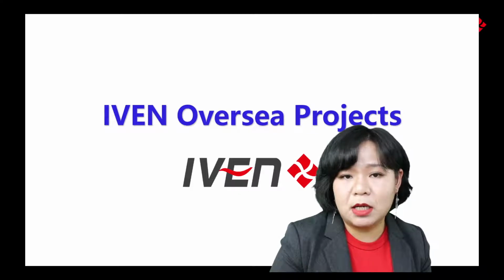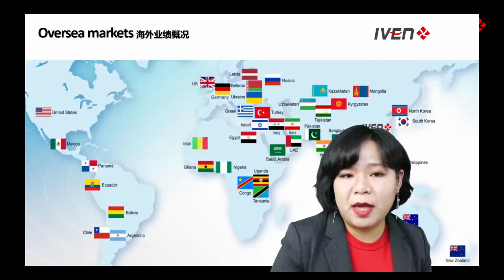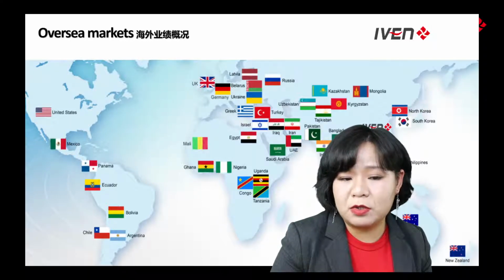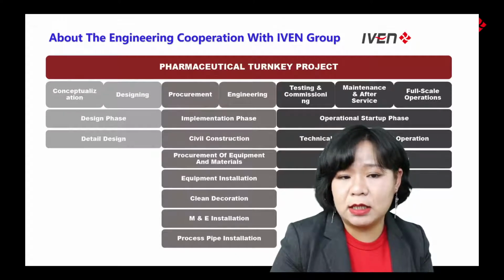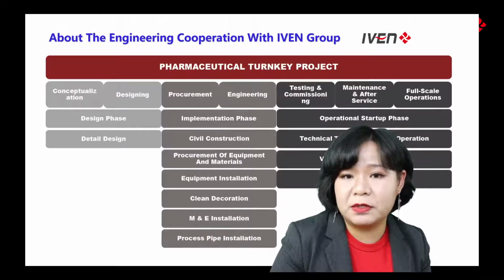Here are some overseas projects from our company. As you can see, we have done more than 50 countries and areas for the pharmaceutical turnkey projects and also the production lines around the world. And this is the pharmaceutical turnkey project we can do for you, from the design in the first phase to the final GMP certification. We can give you the assistance.